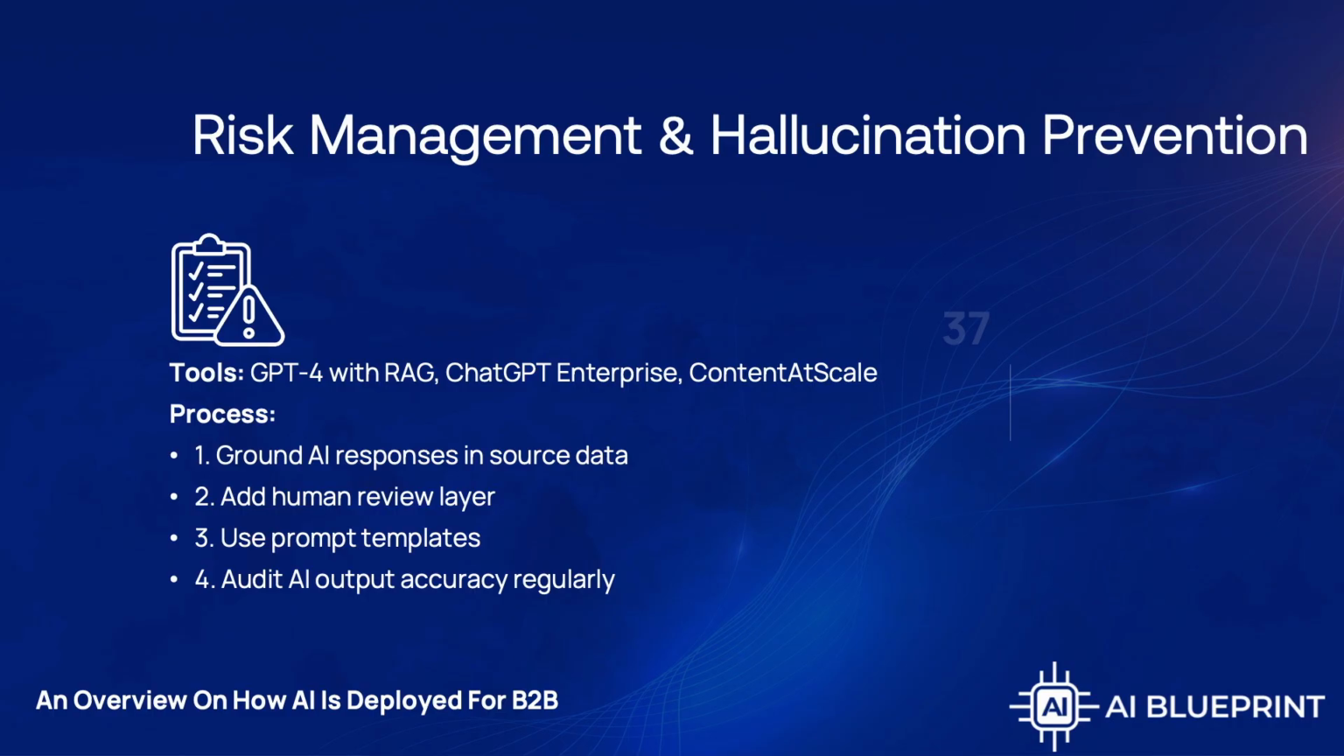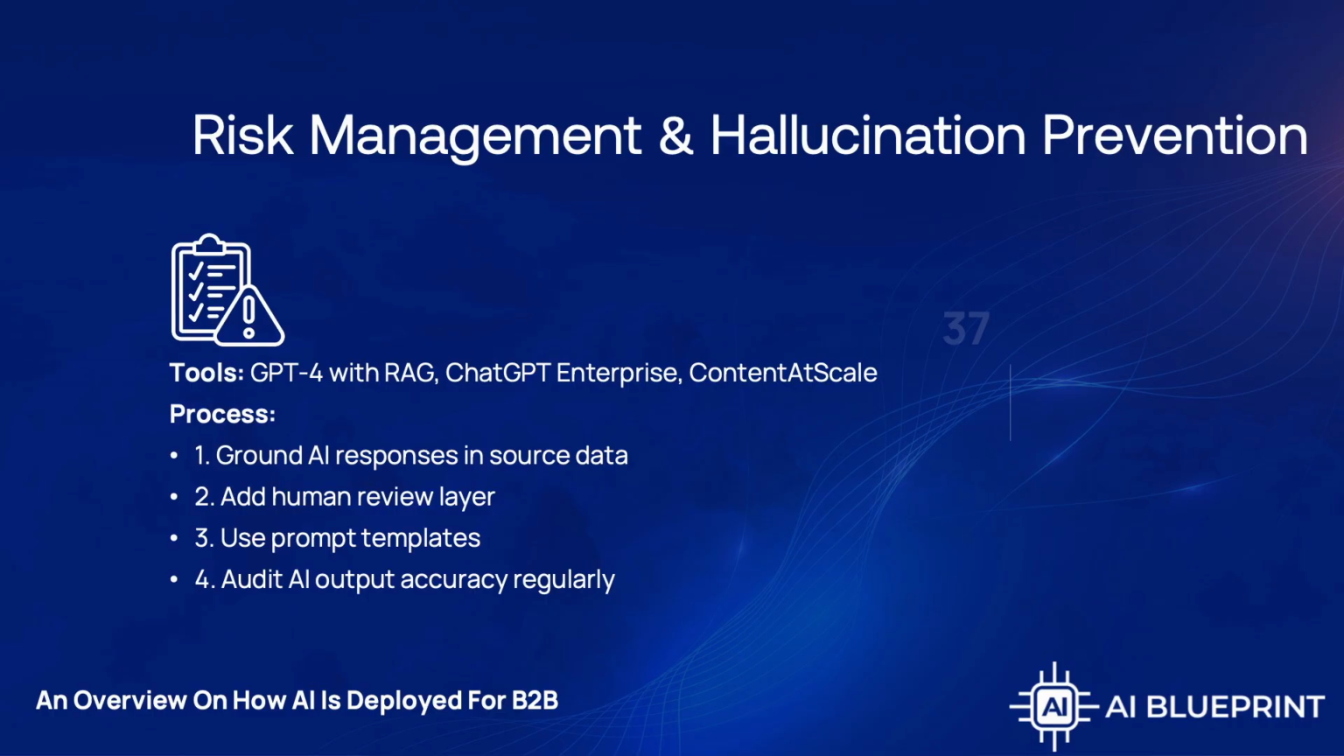Risk management and hallucination prevention. Tools: GPT-4 with RAG, ChatGPT Enterprise, Content at Scale. What you're really trying to do is make sure that your AI system doesn't talk complete garbage to someone. That's a hallucination.